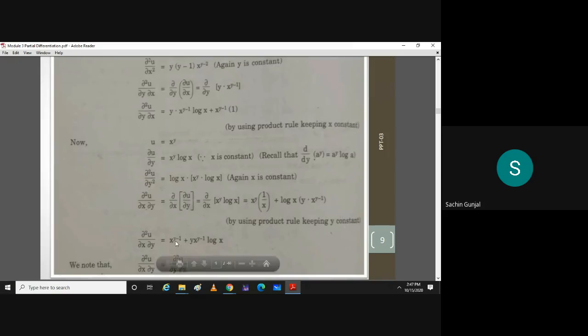Okay. Now if you simplify this, it will be x^(y-1) plus y into x^(y-1) into log x. Okay. So if you observe these two things, ∂²u/∂y∂x and ∂²u/∂x∂y, they are the same. Okay. Understood? Yes, sir. Okay. So just note it down, because such questions can be asked for verification.